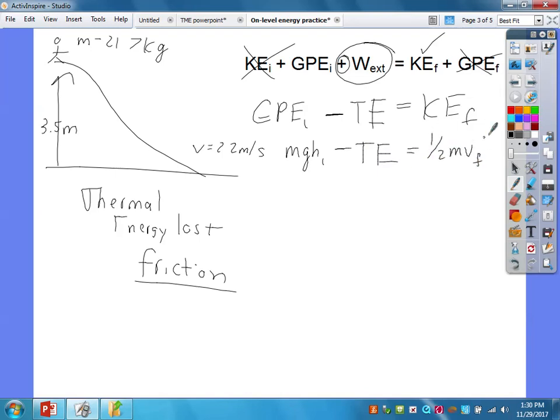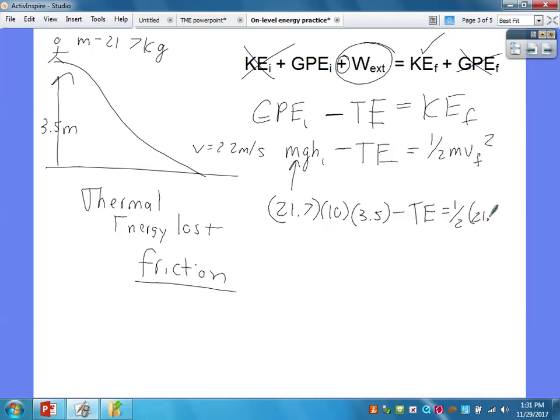So here's the common error. So far, every single problem, we've canceled out the mass. The thing is, while the mass is in mgh and in 1/2 mv squared, it's not in TE, so I can't cancel it. You can only cancel it if it's in every single variable. Okay? So I need to use it now. 21.7 times 10 times 3.5 minus TE equals 1/2, running out of space, 21.7 times 2.2 squared.